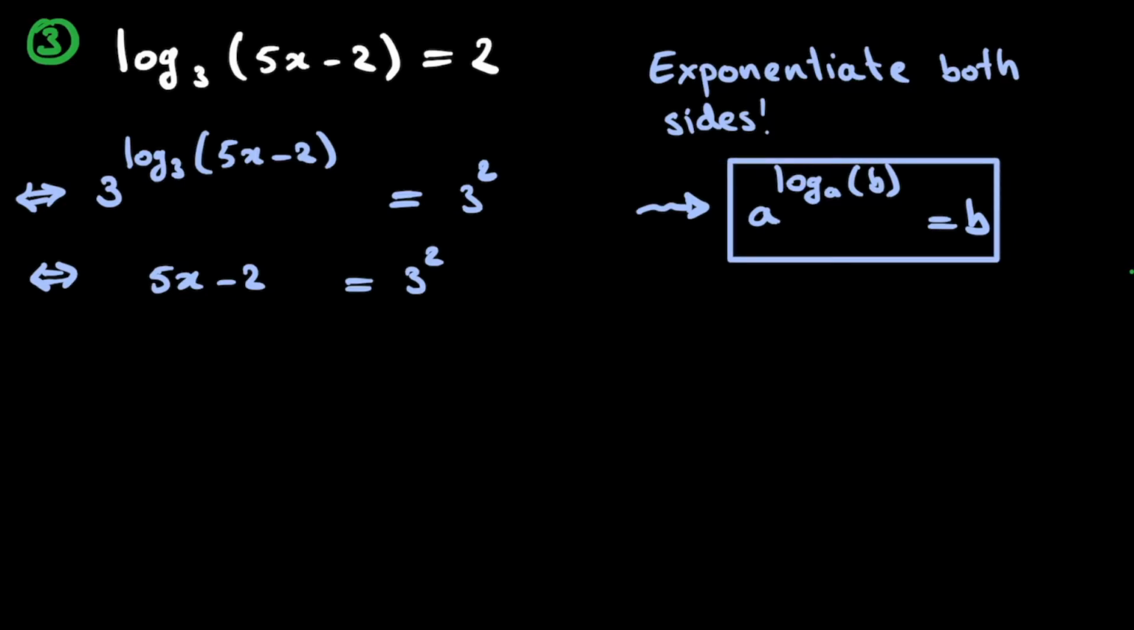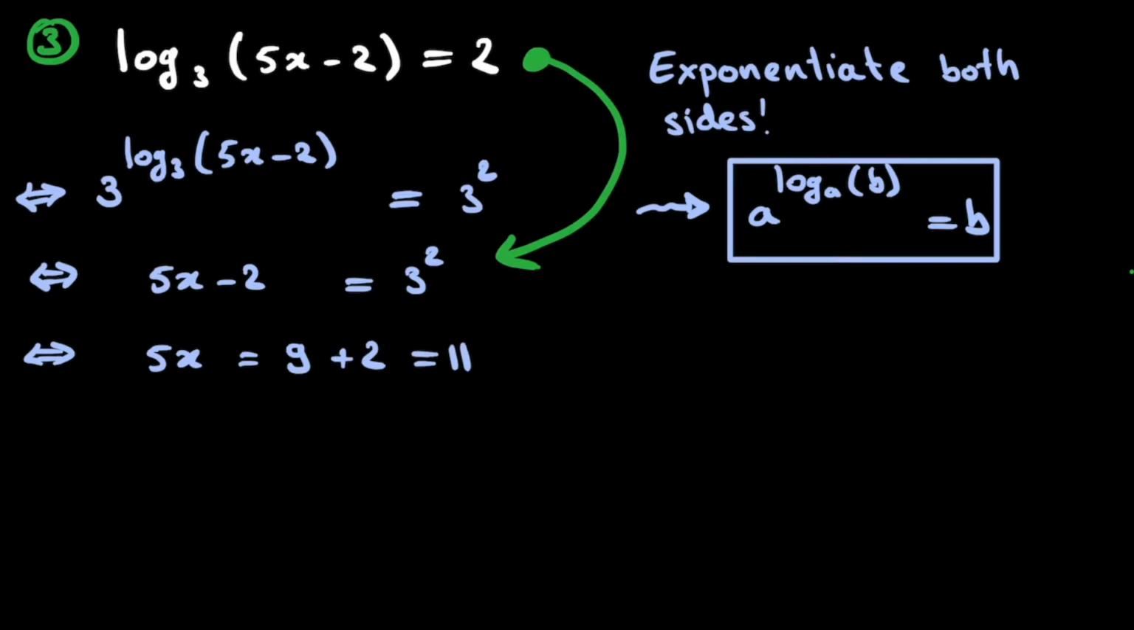And now we see that we have reduced our logarithmic equation to a simple algebraic equation, which we know immediately how to solve. So we can rearrange this. We have 5x is equal to 9, because 3 to the power of 2 is 9, plus 2, which is of course equal to 11. And therefore we immediately find that x has to be equal to 11 divided by 5.